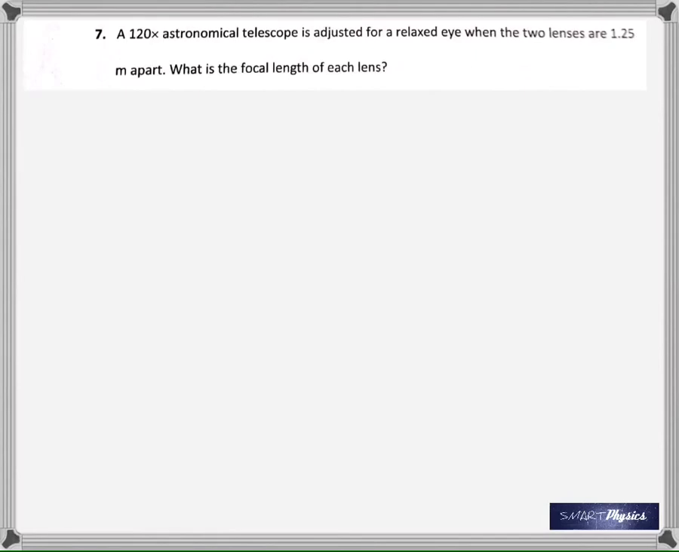Now, next it talks about an astronomical telescope adjusted for a relaxed eye when the two lenses are 1.25 meters apart. What is the focal length of each lens? The total magnification is 120 times. Now this is like the problem that we did before. Again, it's a relaxed eye. That means the final image is at infinity.